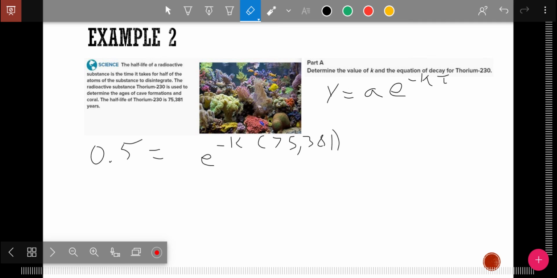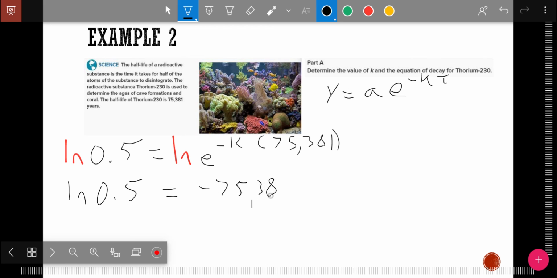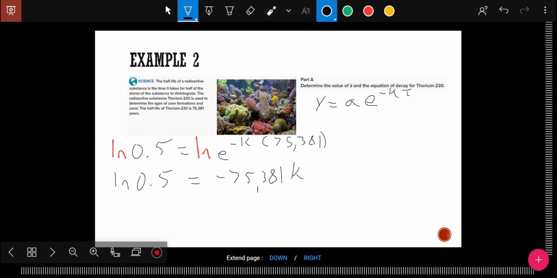And so to get rid of the e, or to bring the k down, I have to ln both sides. And so I have ln 0.5 equals, and I'm going to just write this as negative k times 75,381. Okay. And so then I have to divide both sides to get k by itself. So I have ln 0.5 divided by negative 75,381 equals k. And so it just asked me to find k.